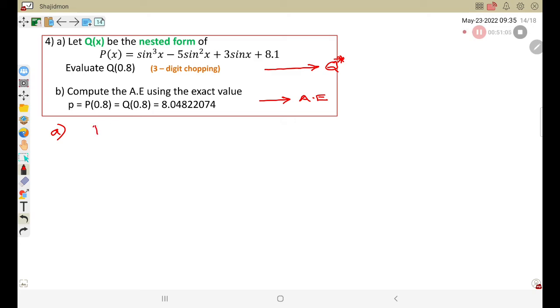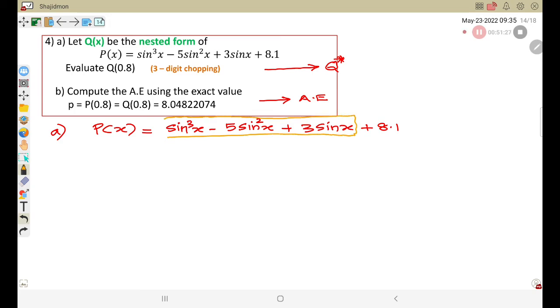Okay, so start from the question. P of x equals sin cube x minus 5 sin square x plus 3 sin x plus 8.1. So what we will do? First, take common outside from the first 3 terms. We have sin cube x. What is the meaning of sin cube x? Sin x multiply sin x multiply sin x. That is the meaning of sin cube x.